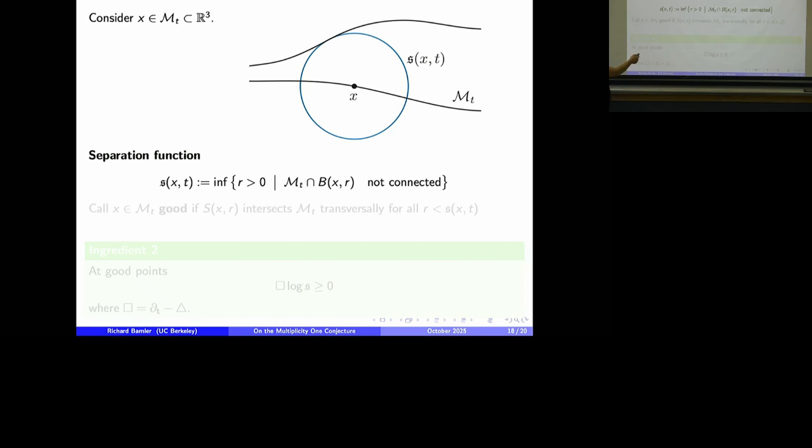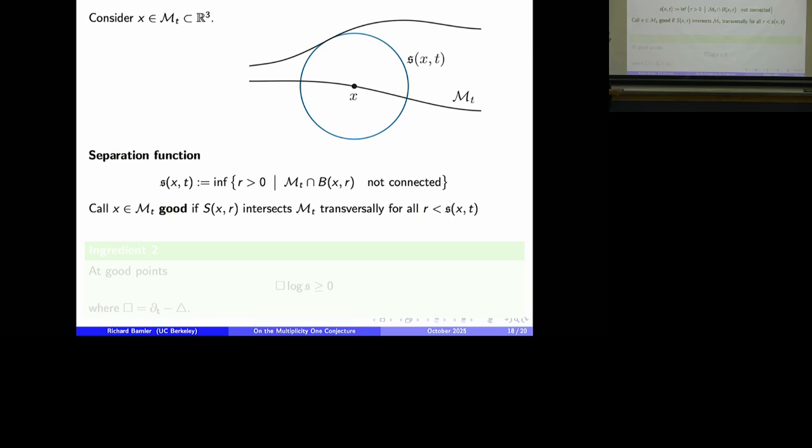So imagine that you have some time slice of a mean curvature flow that locally looks like these two sheets. Okay, so these may not be two different components. They may, if I follow in this direction, be connected with one another. But locally it looks like I have two sheets. And so now I'm defining just the distance of a point on one sheet to the other sheet. So the way I can define this is to take the infimum over all radii such that the intersection of my time slice with an R ball is not connected. It's just the distance to the nearby sheet.